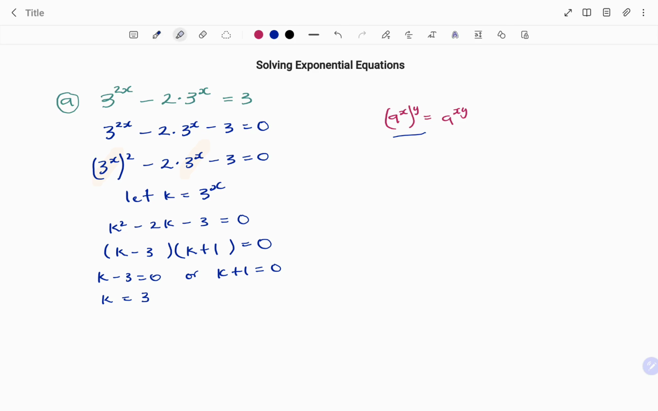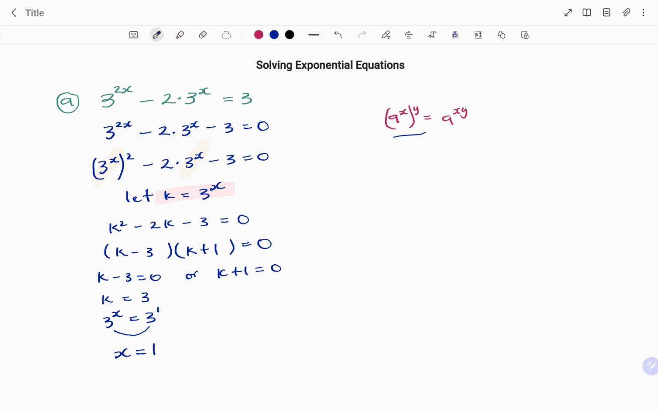Remember, we've stated the value of k equals 3 to the power of x. So putting that back into my answer, I have 3 to the power of x equals to 3. And because the base are the same, this has an invisible power of 1. Therefore, I'm going to equate the powers, and x equals to 1.